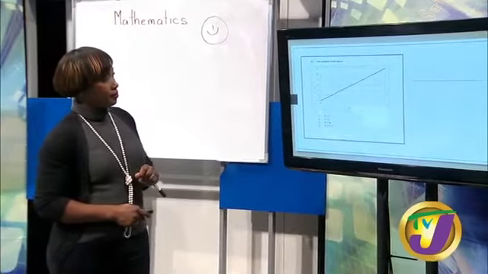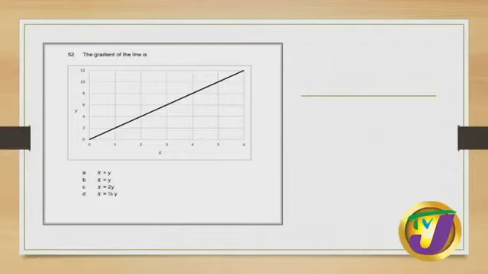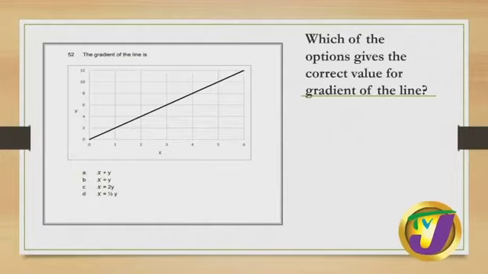The gradient of the line. What is this question asking us to do? So your options, you see your options? It's asking you which of the following options gives the correct value for the gradient of the line. But there are a few things we have to look at before we can get there.